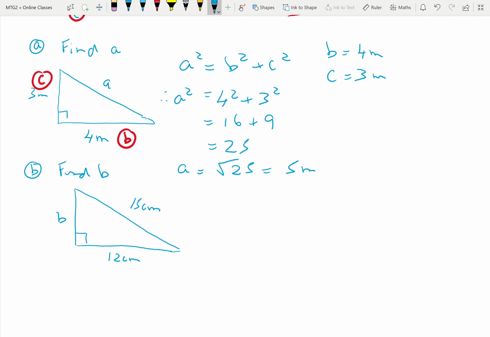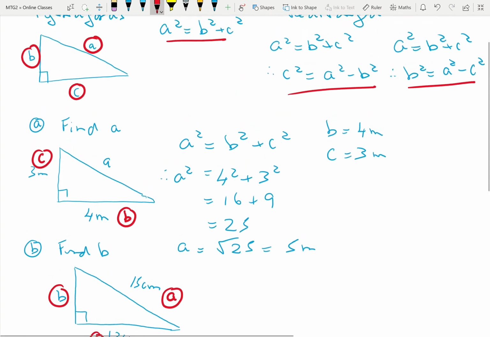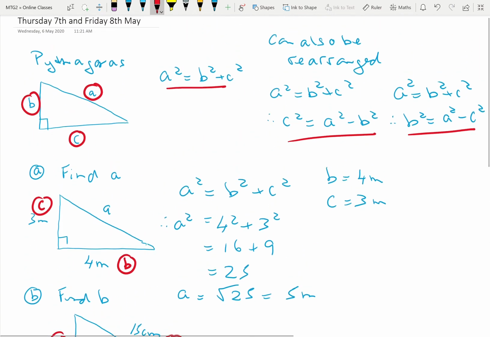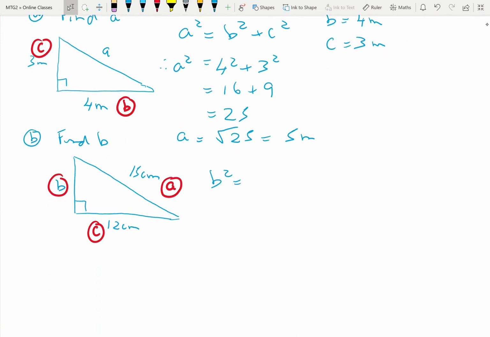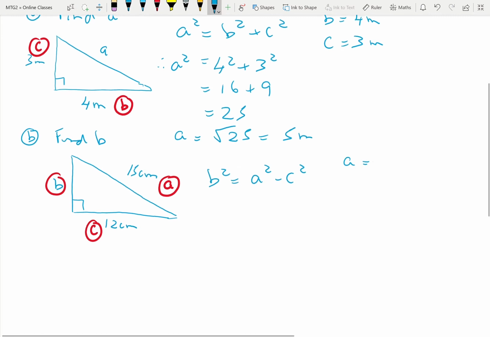For b, we have to try and find the side which is next to the hypotenuse, the b side. So I can label my diagram. I can call my A the hypotenuse side. This is going to be my B, and I'll interchange this and make that my C side. So the formula that I'm after is B squared equals A squared minus C squared. So I'll take my formula. B squared is equal to A squared minus C squared. My value of A is equal to 15 centimeters. My value of C is equal to 12 centimeters.